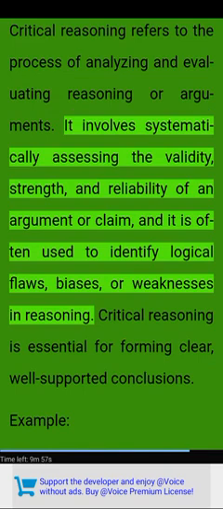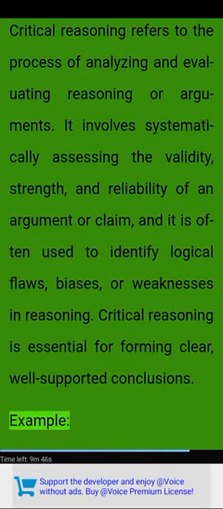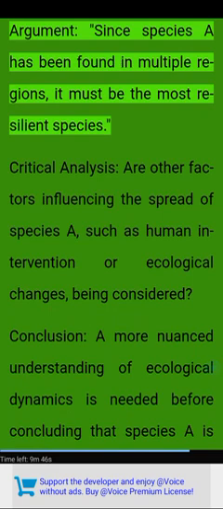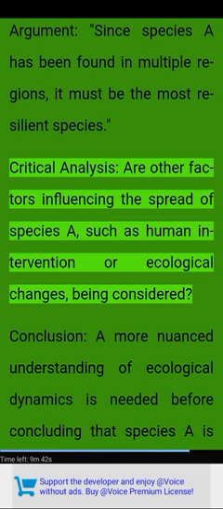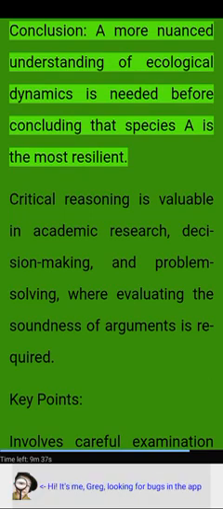It involves systematically assessing the validity, strength, and reliability of an argument or claim, and it is often used to identify logical flaws, biases, or weaknesses in reasoning. Critical reasoning is essential for forming clear, well-supported conclusions. Example. Argument. Since species A has been found in multiple regions, it must be the most resilient species. Critical analysis. Are other factors influencing the spread of species A, such as human intervention or ecological changes, being considered? Conclusion. A more nuanced understanding of ecological dynamics is needed before concluding that species A is the most resilient.